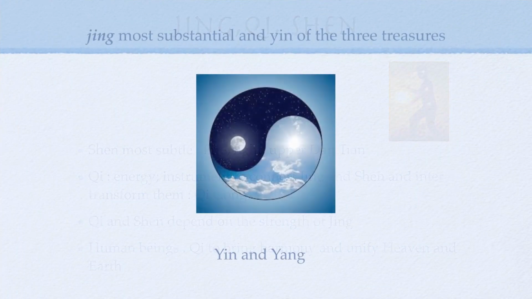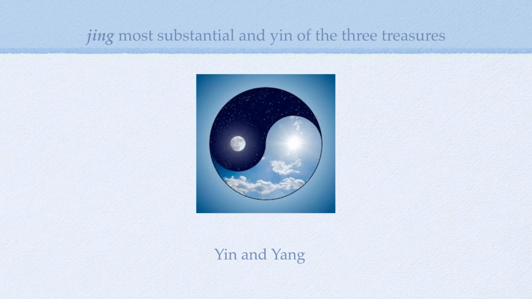So the Jing, now we're going to look at it a bit more closely, is the most substantial, you could say the most yin of the three treasures. I think all of you are familiar with yin and yang, which again has been translated or interpreted in various ways, and we're not going to go too much into that. But as you can see in this symbol, the yin is the darkness or the night, and the yang is more the light and clarity. And you could see also yin is colder and yang is more warmth and fire.